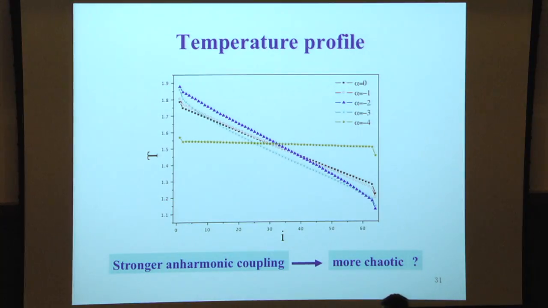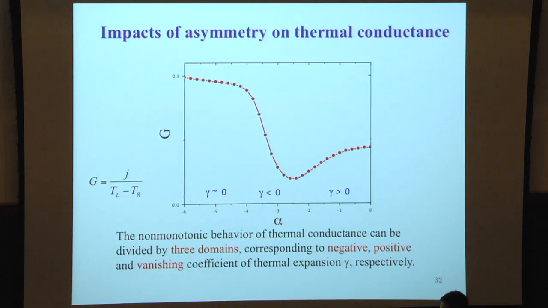Naively, when we have a chaotic system and we increase the anharmonic coupling further, it is supposed to be a more chaotic system. But it turns out that for such a system, this is not the case. So based on the understanding of asymmetry, we get the main result of the second part.